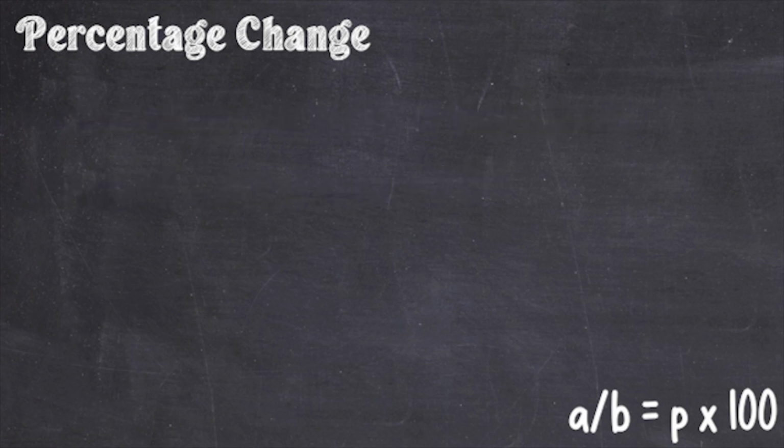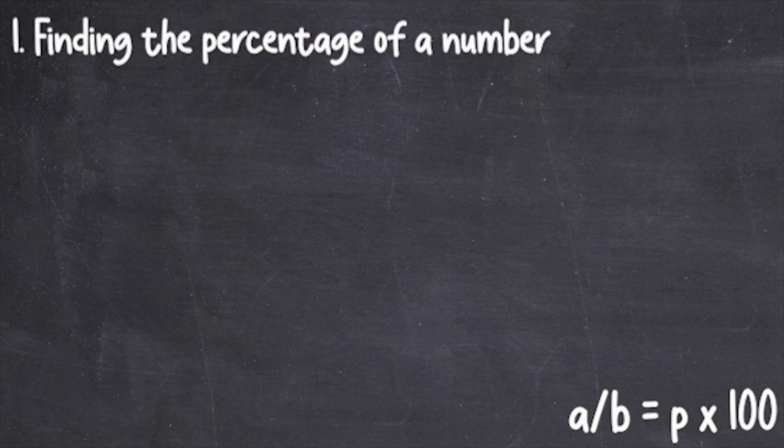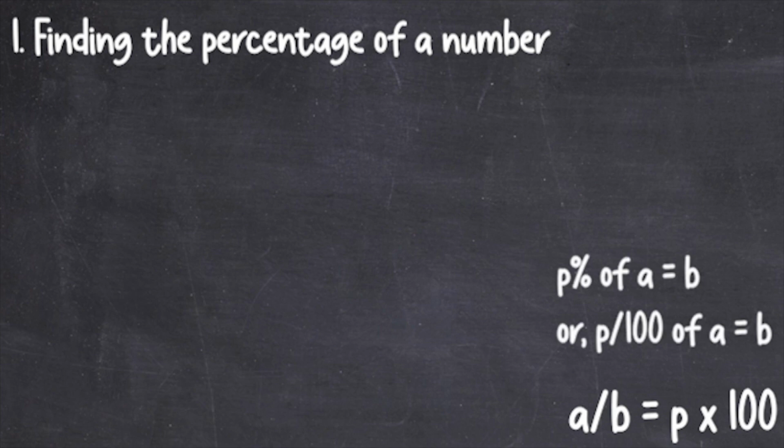If A and B are the numbers involved and P is the percentage, there are three basic types of percentage calculations involved. 1. Finding the percentage of a number. If A is any number given to us and we need to find P percent of A, which is B, then the formula is P percent of A equals B. When we say percent of A, that means we need to do multiplication.